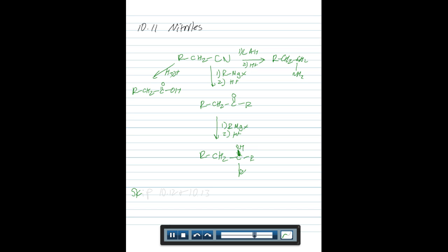We are going to skip the remainder of the chapter, which is 10.12 and 10.13. There's something extra I wanted to talk about. I wanted to go over the mechanism again. In particular, let me just show you a generic reaction. Let's say we're going to take an acid chloride, and let's say we're going to react it with an alcohol. Okay, remember this makes the ester, plus HCl.